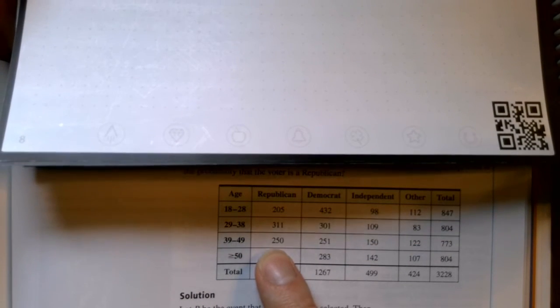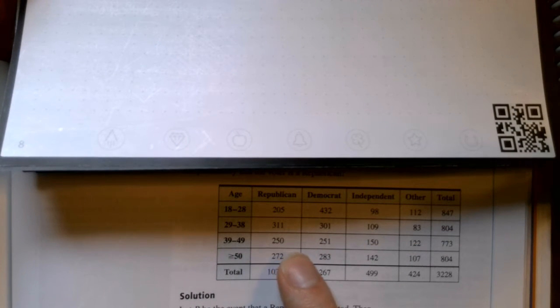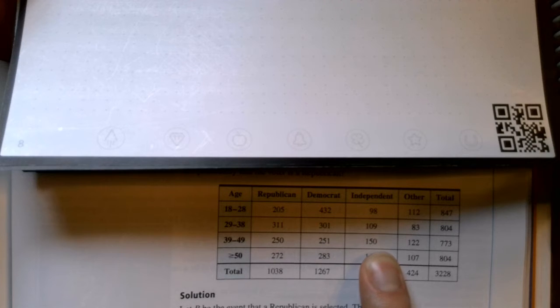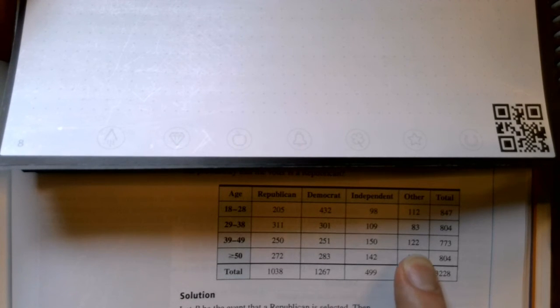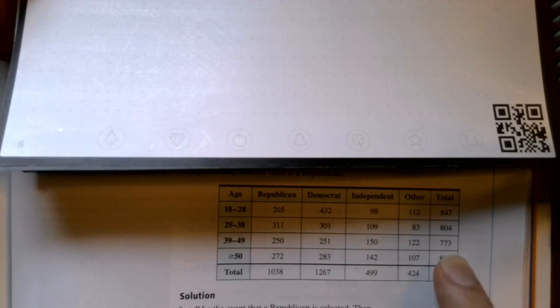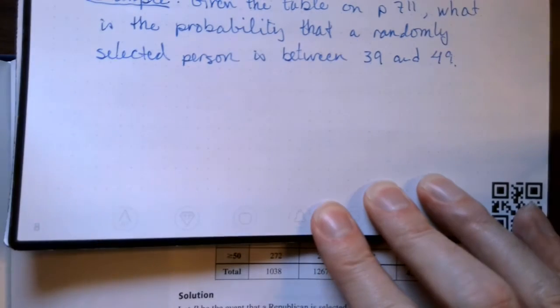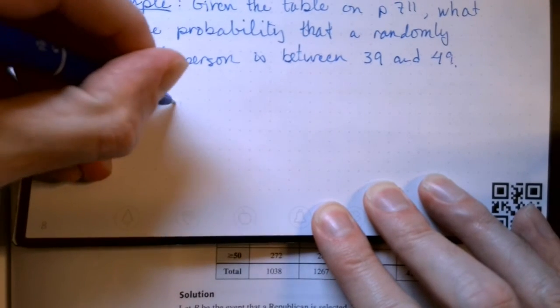Okay, so it didn't say anything about the political affiliation. So all these people should be counted: these 250 Republicans, the 251 Democrats, the 150 independents, and the 122 people that have a different affiliation. They should all be counted in the mix. Now, they were pretty nice to us in this table and told us the total of the row. So there are 733 people who meet our condition.